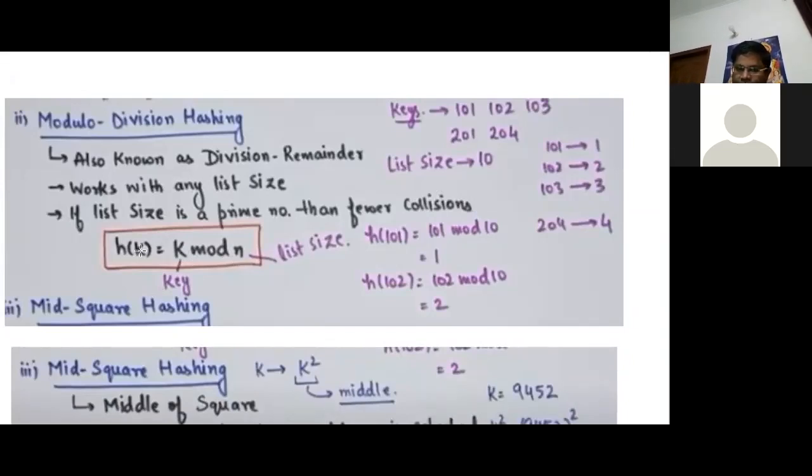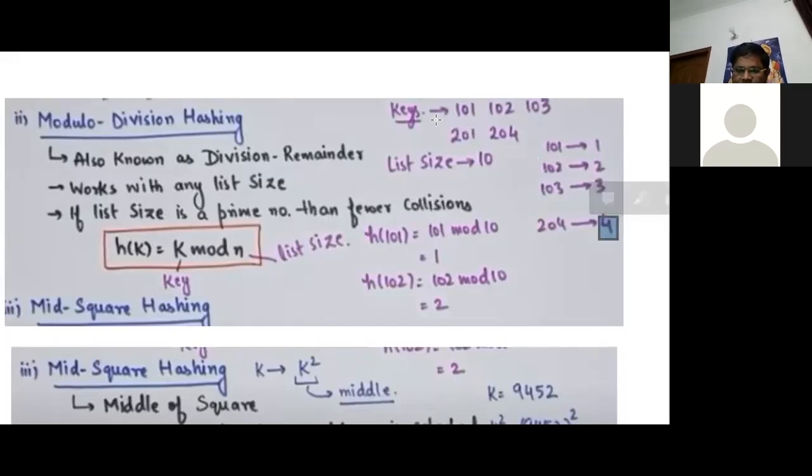Applying the hash function at the key value 101 means 101 modulo 10. It returns the remainder, so the value is 1. Next, h of 102 is 102 mod 10, so the value is 2. Again, for 103, 103 modulo 10 returns 3. And for 204, 204 modulo 10 returns 4.